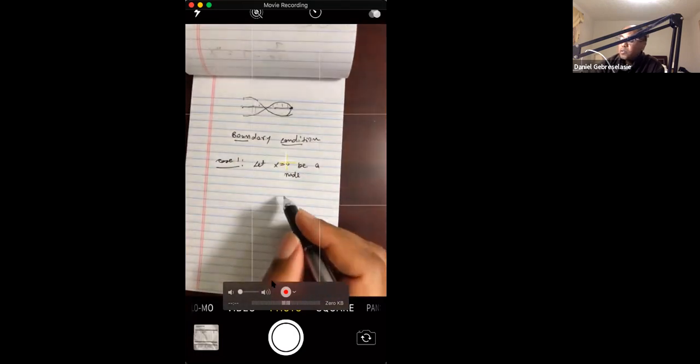The first case we're going to look at is case 1: let x equals 0 be a node. That is the point where the wave is initiated. We already know this is a node, and now we're requiring this to be a node. So the wave can be something like this. You can have 2 loops, 3 loops, 5 loops, and so on. In the experiment we did, the vibrator was fixed at the end, so it's like this case.